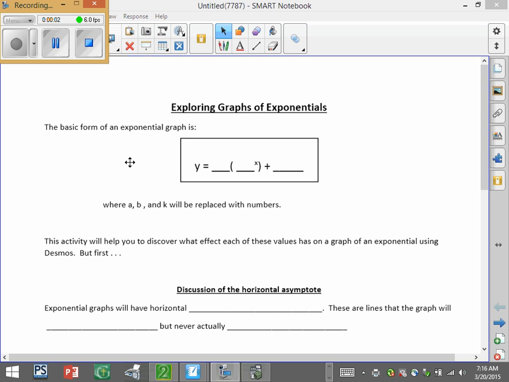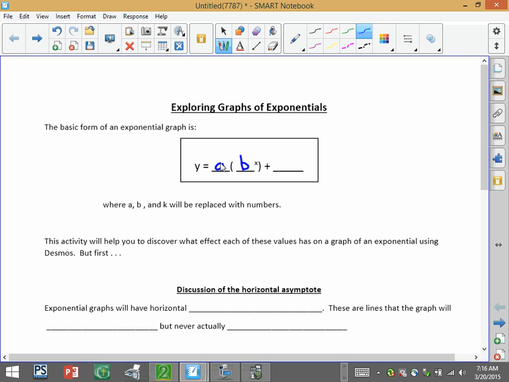All right, so the first part of this activity, guys, just taking a few notes about the basic form of an exponential graph. The basic form of any exponential graph is going to have the variables a, b to the x plus k. A, b, and k are going to end up being replaced by numbers. So the exponential here, that b is raised to the x power. This activity is going to help you discover the effects of a, b, and k on the graph using Desmos and some sliders.